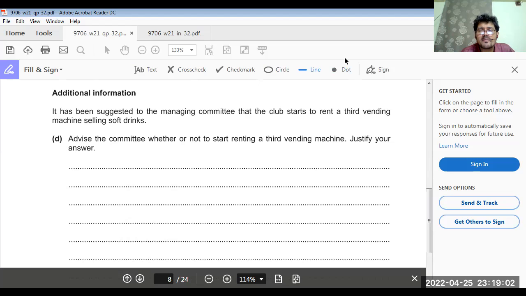Inshallah, the next question will be solved. Next 4 questions are left in this paper. We'll solve 2 questions tomorrow and 2 the day after tomorrow, inshallah. So that's all for today.